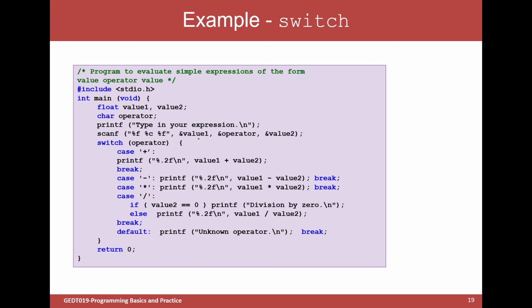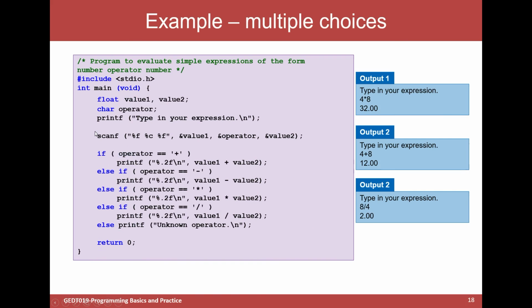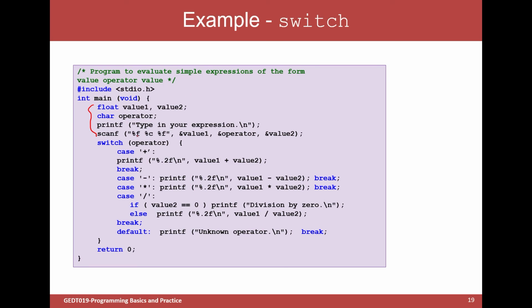This part is exactly the same as the previous example. In here, I read float and character and then scanf, and I read the 3 values: float, character, float. Exactly the same. But after that, I replace the if statement with a switch. So I say here, switch operator. That means check the operator. Every time I'm checking the operator.